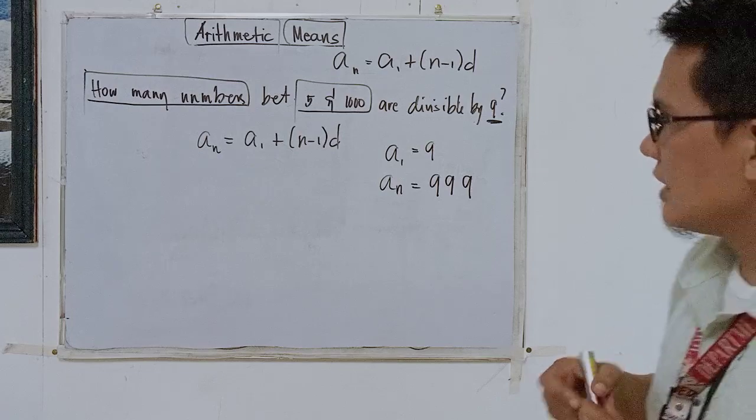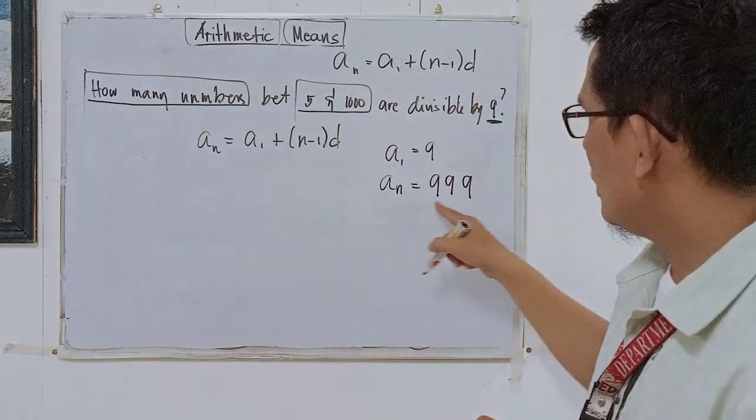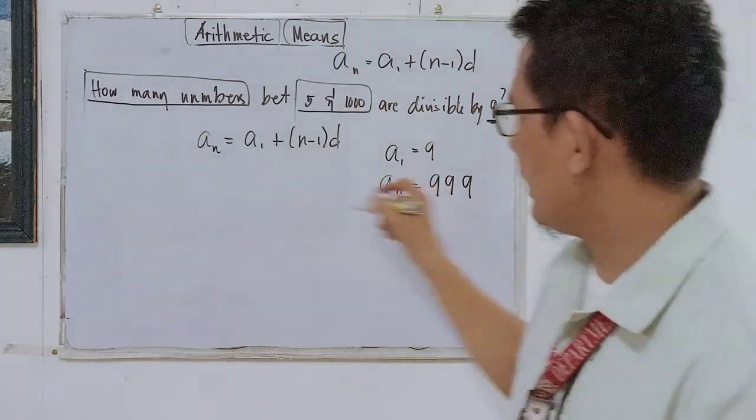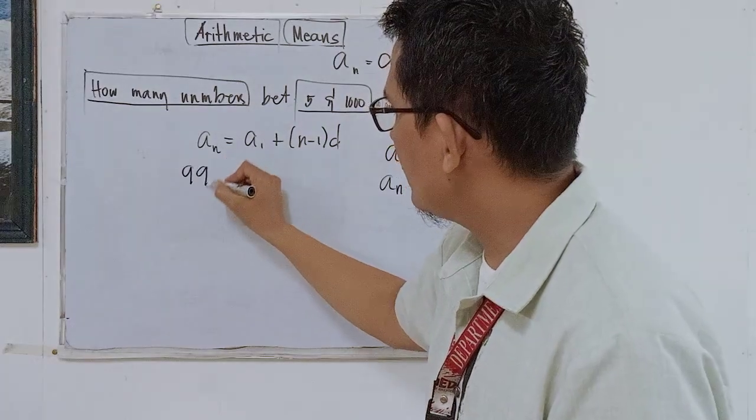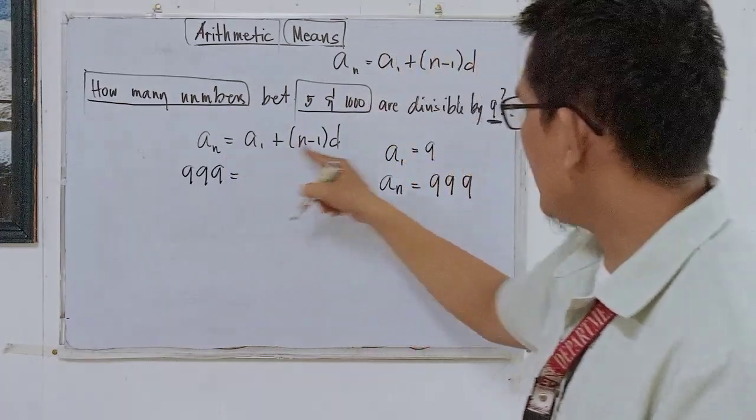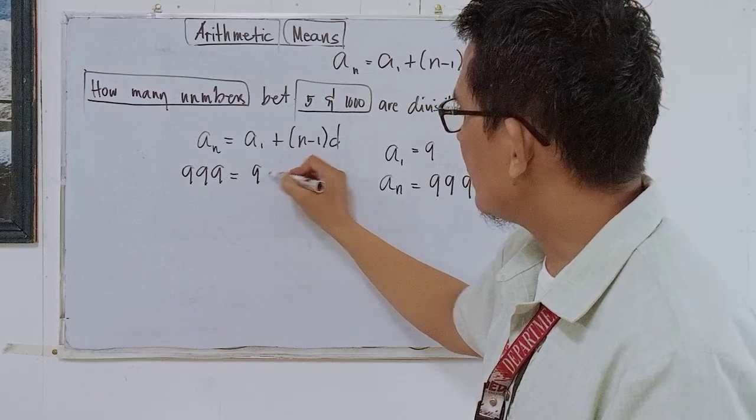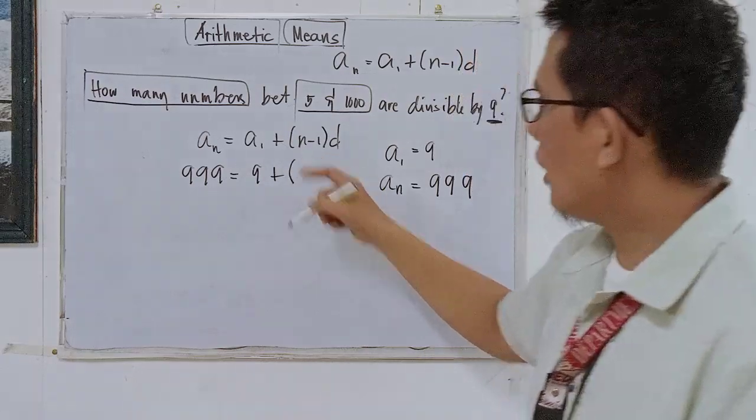Let us now solve for our n. Our a sub n is 999, and our a sub 1 is 9, plus our n.